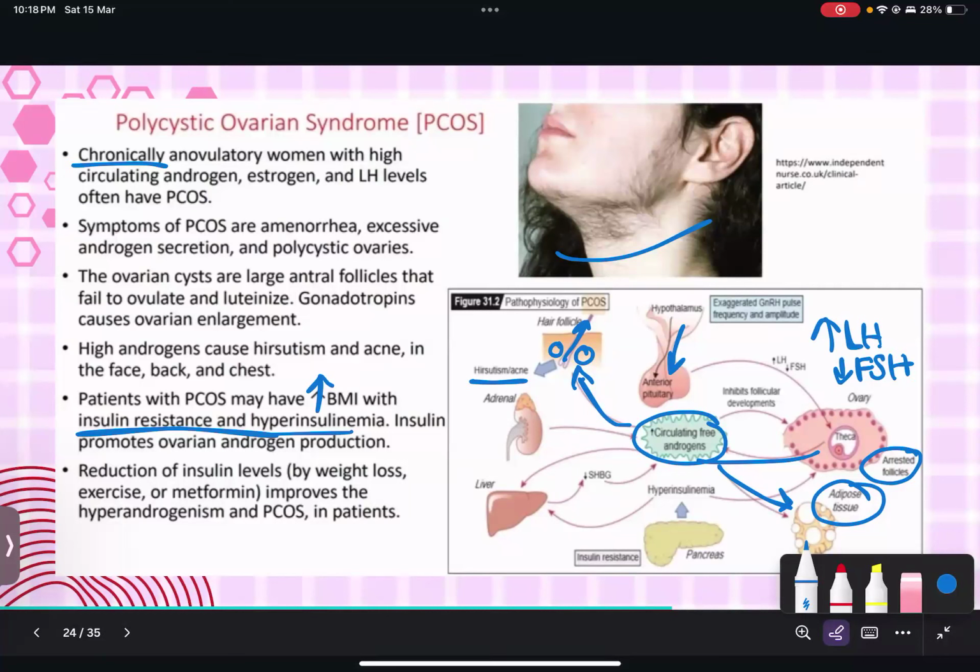So, it's a cycle, okay? I mentioned this. The follicles will fail to ovulate because the gonadotropins cause ovarian enlargement and not enough FSH is released. All right.